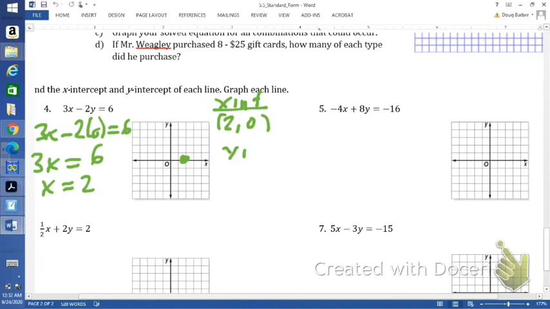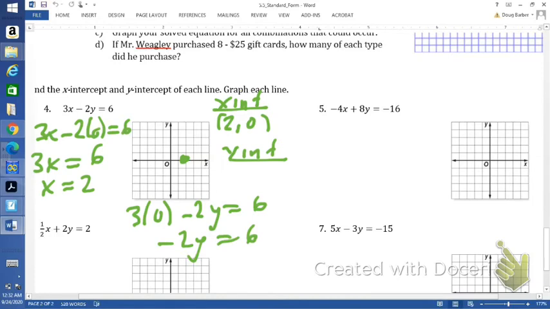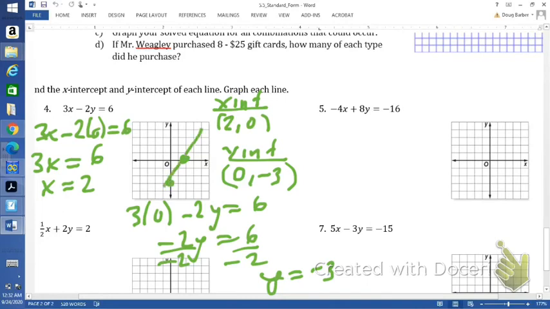And then the y-intercept, that's going to be substituting 0 for x, so 3 times 0 minus 2y equals 6. So negative 2y equals 6. Divide by negative 2, y equals negative 3. So 0, negative 3 is the y-intercept. And then you would connect. Alright. I'm going to wipe that clean and we're going to do number 5.